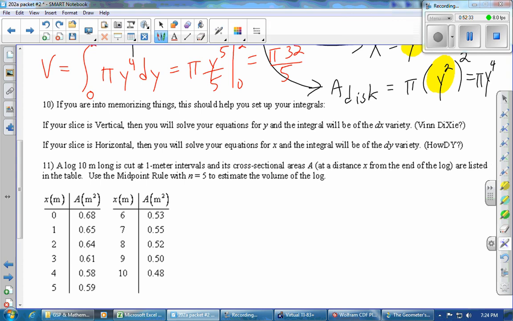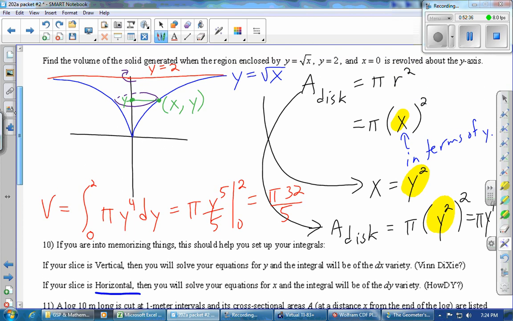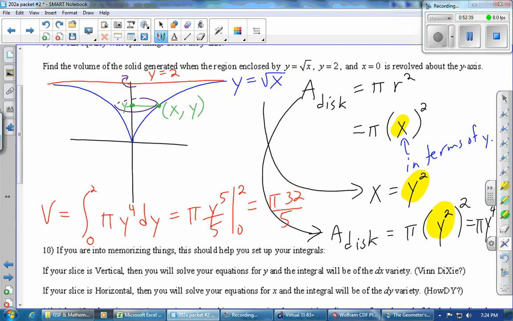If your slice is horizontal, like the one that we did right up above here, then what ended up happening? So for our horizontal slice, we had a dy ultimately. Y was the driver, which meant that we needed to get y by itself. We needed to replace the x with y's, which meant we had to solve our equation for x. So horizontal slice, solve for x. If your slice is horizontal, you will solve your equations for x, and the integral will be of the dy variety, horizontal dy. Howdy.